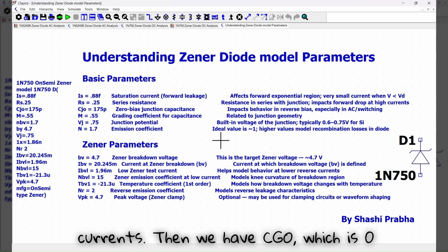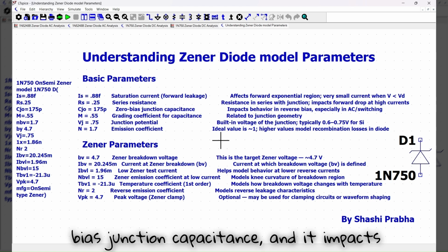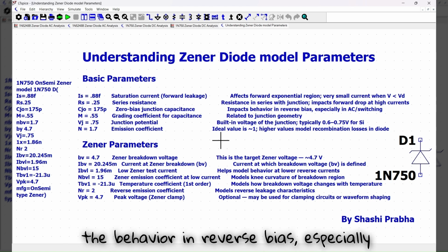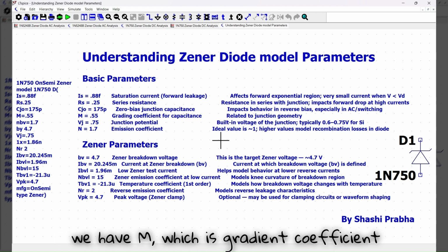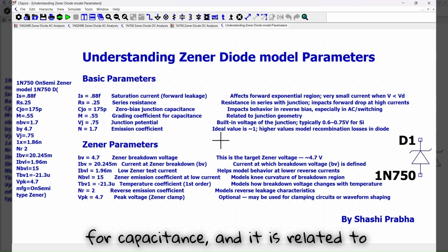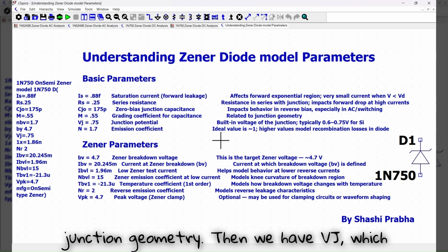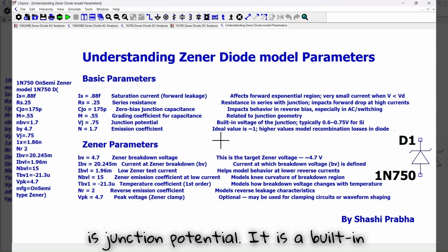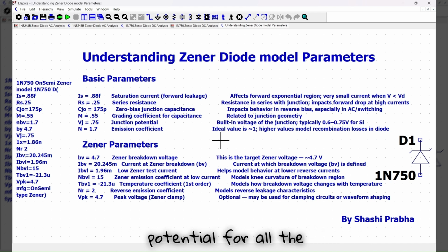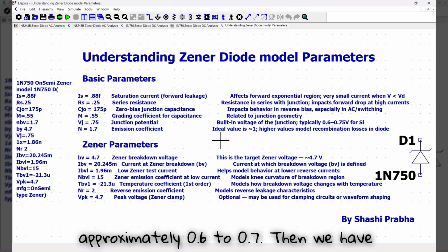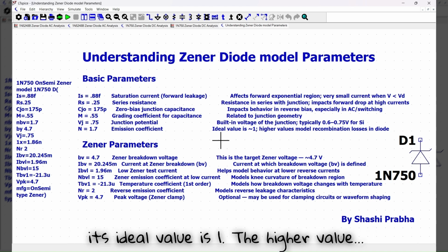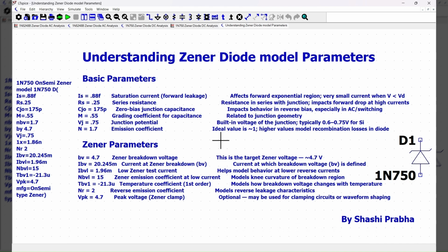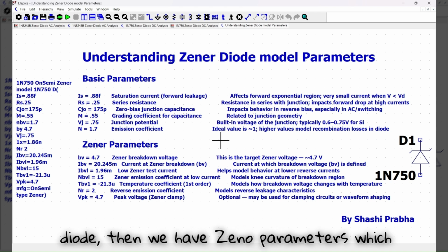Then we have CJO, which is zero bias junction capacitance, and it impacts the behavior in reverse bias, especially when we are doing AC and switching. Then we have M, which is the gradient coefficient for capacitance, and it is related to junction geometry. Then we have VJ, which is junction potential. It is a built-in potential for all the silicon diodes, which is approximately 0.6 to 0.7. Then we have N, which is the emission coefficient, and its ideal value is 1. The higher value shows the model combination losses in the diode.